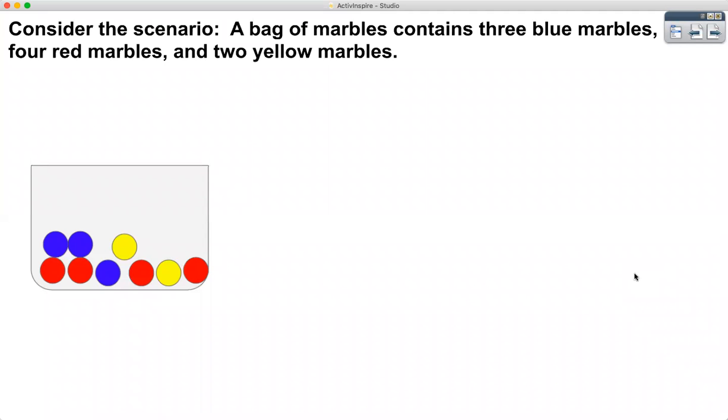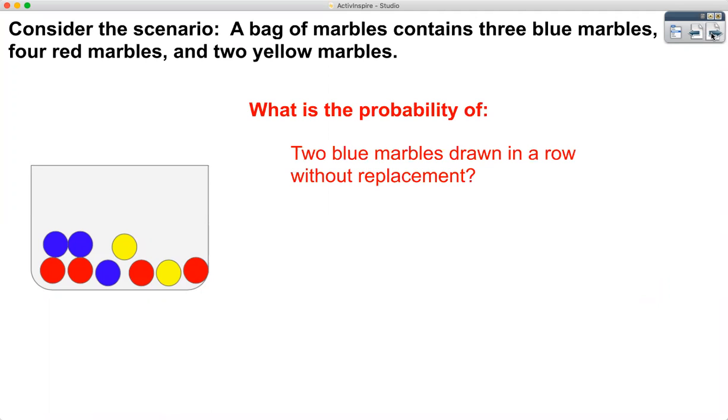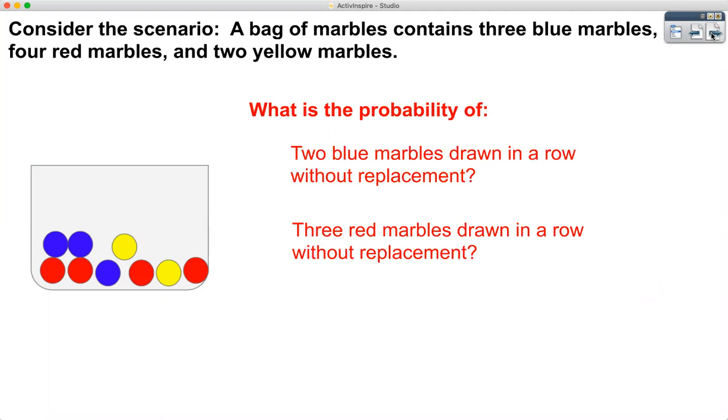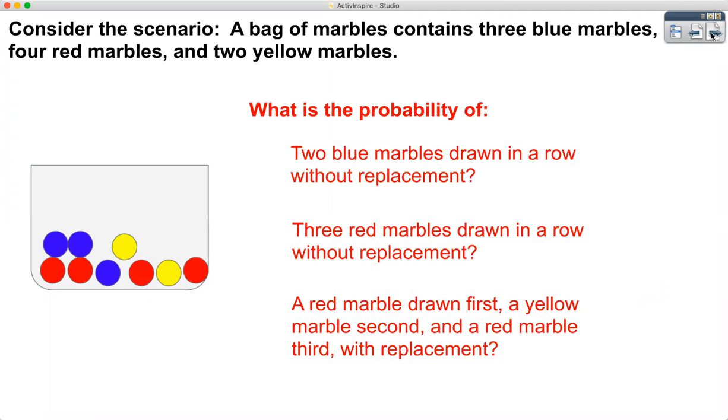Okay, now we have a bag of marbles again. This time it contains 3 blue marbles, 4 red marbles, and 2 yellow marbles. So we're going to find the probability of a couple of different scenarios here. We're going to first find the probability of 2 blue marbles drawn in a row without replacement, 3 red marbles drawn in a row without replacement, and then finally a red marble drawn first, a yellow marble second, and a red marble third with replacement.